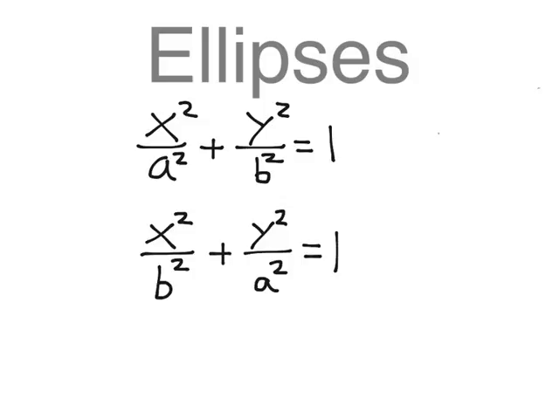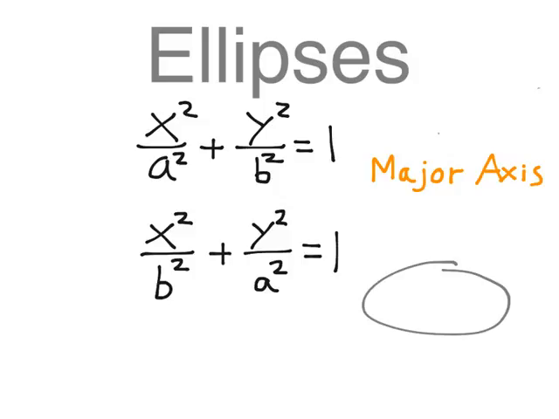So, if these are the two forms, well, what's the difference? I mean, you just switch a's and b's. And this is something that's very special about ellipses, and it has to do with what's called the major axis. The major axis is, if we draw out the ellipse, the longer side. In this case, the major axis is horizontal. The major axis could also be vertical, because there is no preference for direction in math.